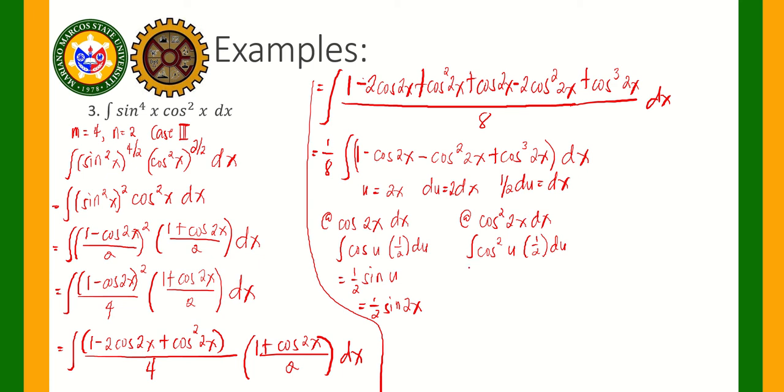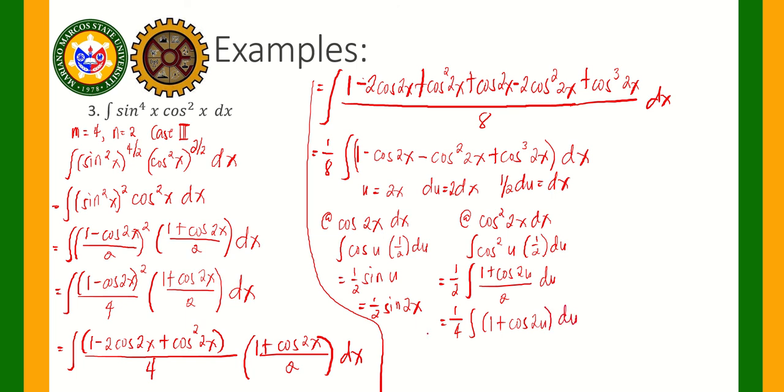So, this will be equal to, isolate natin si constant. This will be equal to 1/2 times the integral of cosine squared u du. However, ano yung identity ni cosine squared u du? That is equal to (1 plus cosine 2u) over 2 and then du. So, we can isolate ulit si constant. So, we have 1 over 4, the integral of 1 plus cosine 2u du.